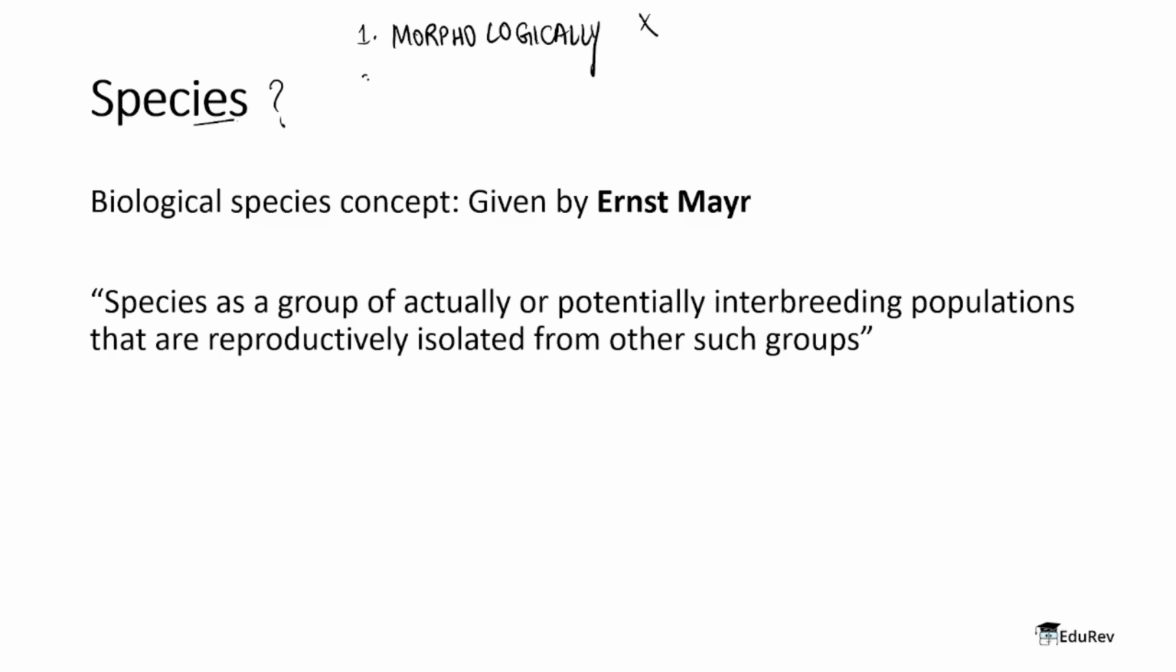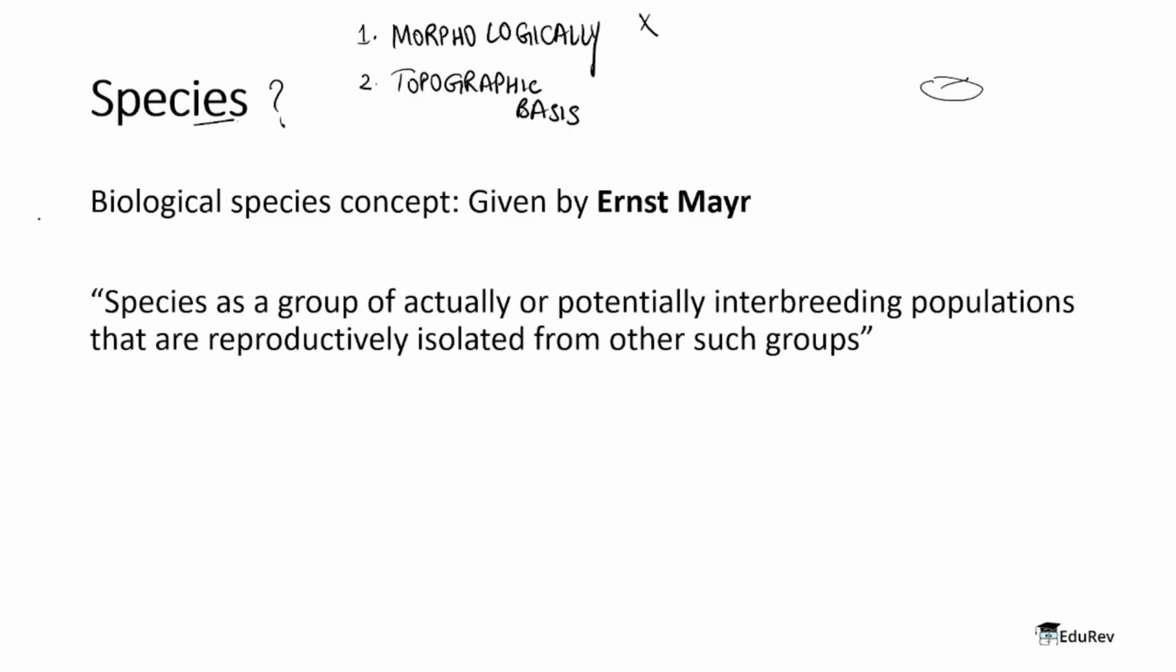Then someone said that the second basis was people who were living at the same place are called a species. But that's not true, because as we already know, humans are widespread. So the second one was also called the topographic basis, and that was rejected as well.